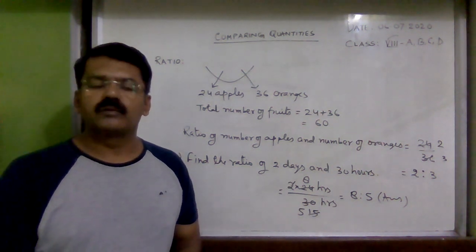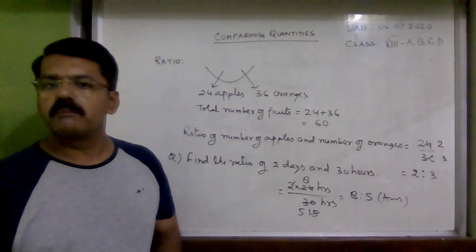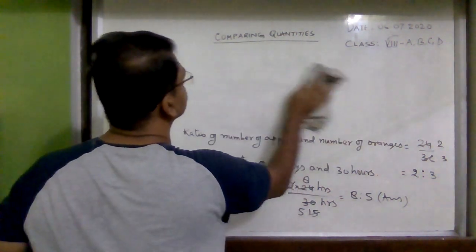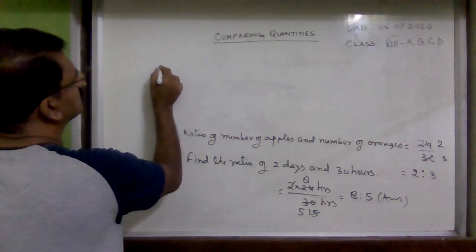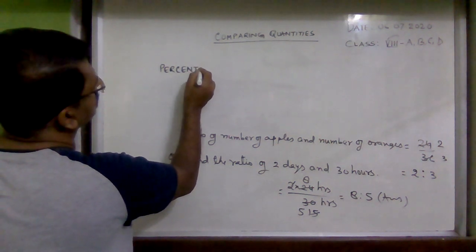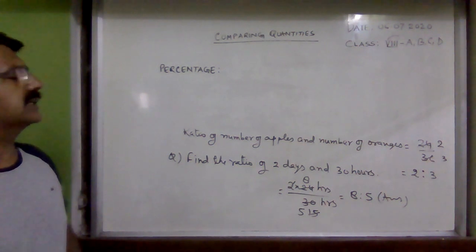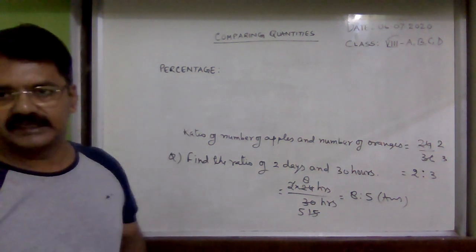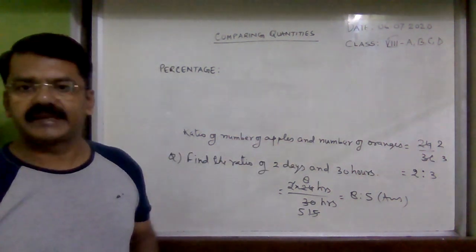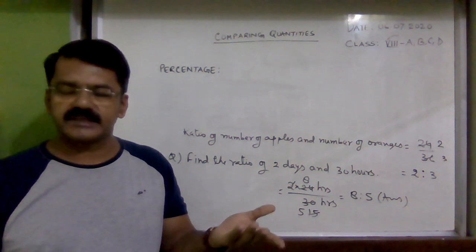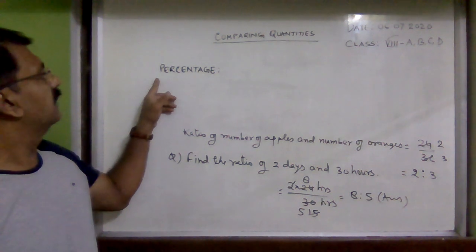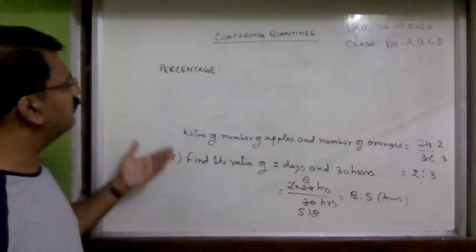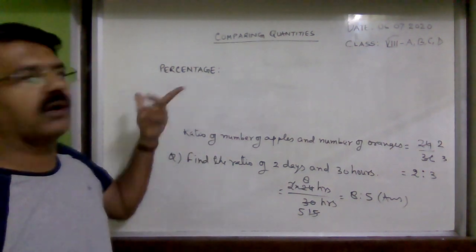Now another tool for comparing two quantities is the percentage. The next tool to compare quantities is percentage. Now a ratio can be converted into percentage, and a percentage can be converted into a ratio. Now what is the meaning of percent? You know, cent means 100. So percent means per 100. So whenever we find any quantity per 100, then we call it percentage.